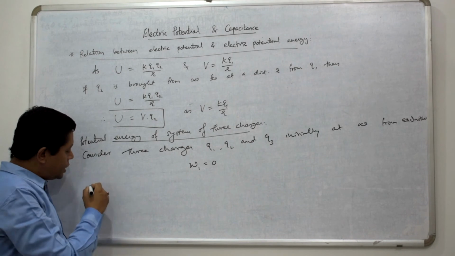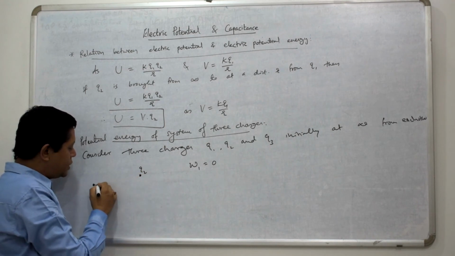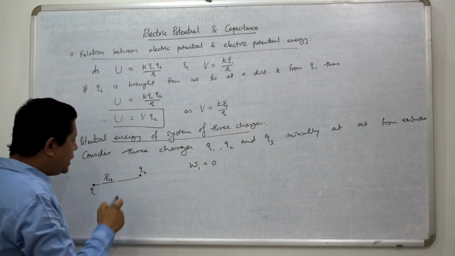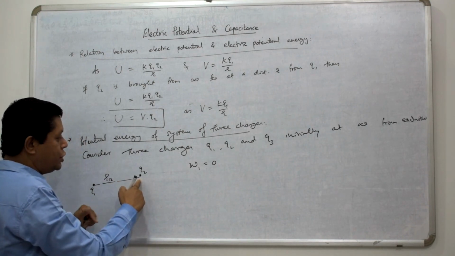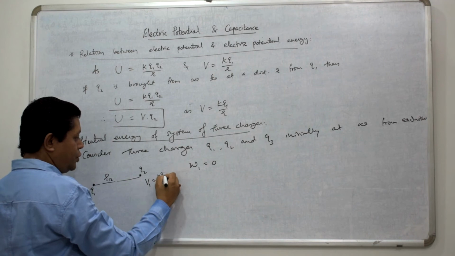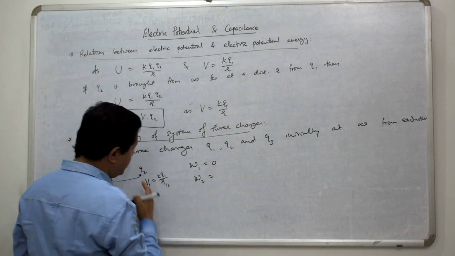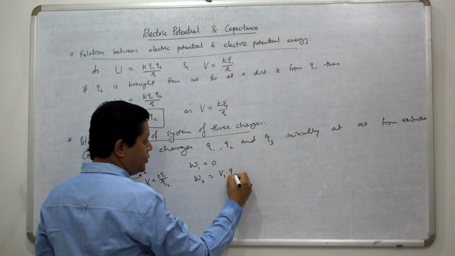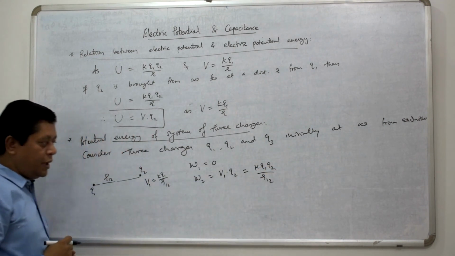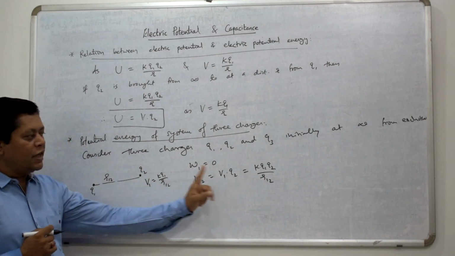Now in presence of this charge Q1, if I bring charge Q2 from infinity up to this point, which is at a distance R12, then at this point potential due to charge Q1, if I write it as V1, is KQ1 by R12. And because of that, work done in bringing charge Q2 to this point is V1 into Q2, that is KQ1Q2 by R12. So this way, work done in bringing charge Q2 in presence of charge Q1 is this.